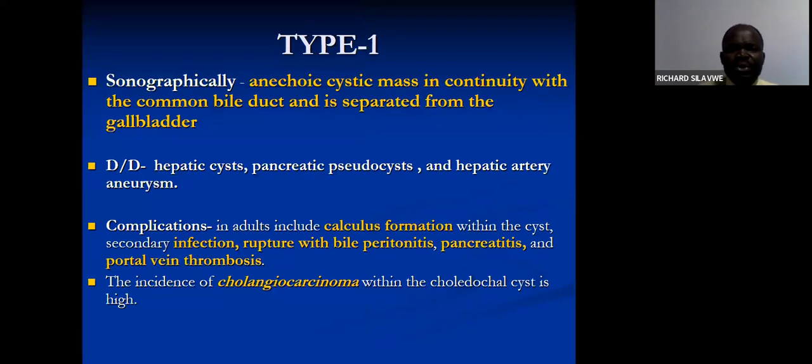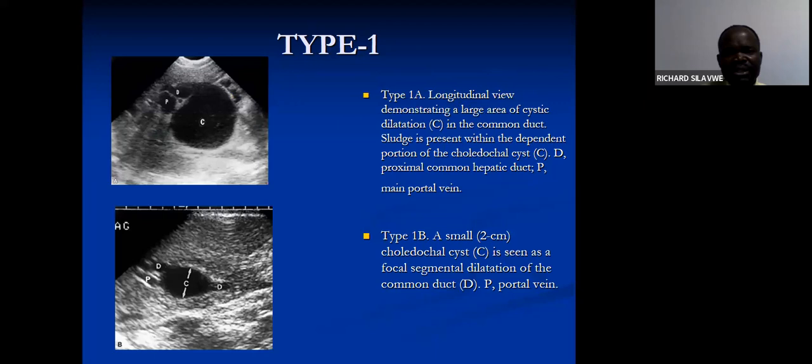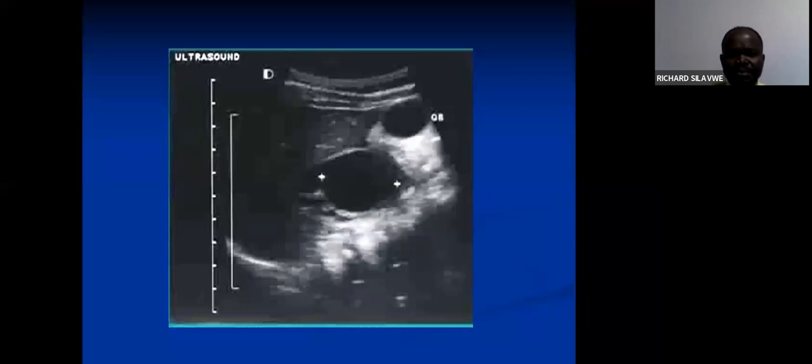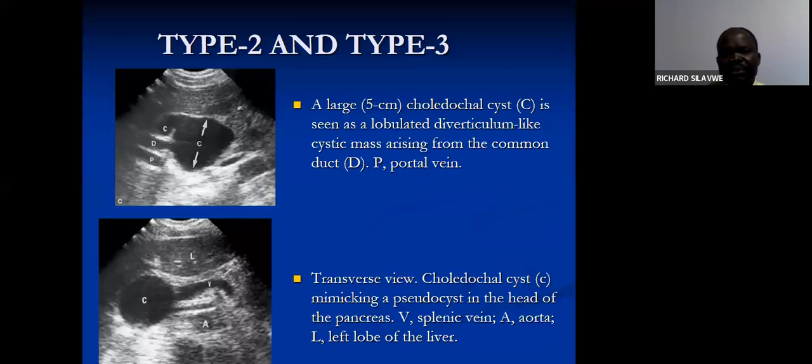Type 1, sonographically, is an anechoic cystic mass in continuity with the common bile duct. We will not dwell much on this one because we have just been describing them now. The ones that we described, these are the ones that we are talking about. These are images showing type 1, and the other image showing type 1b. The images that we were describing were schematic, but these are real sonograms. This one is talking about type 2 and type 3.